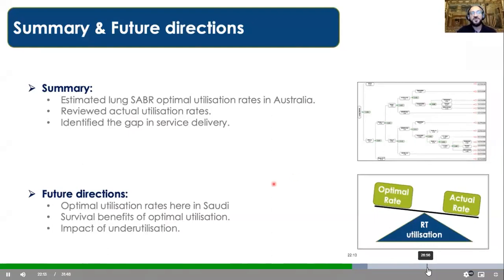So in terms of future directions, I would love to be able to do this same investigation in the Saudi population. And like I said, it wouldn't be very hard to do as long as we have the data that we needed. Other things we could do is that we can build on the model to help us calculate the survival benefits if we were to operate at an optimal level, or in other words, the impact of underutilizing lung SABR treatments in terms of patients' outcome.